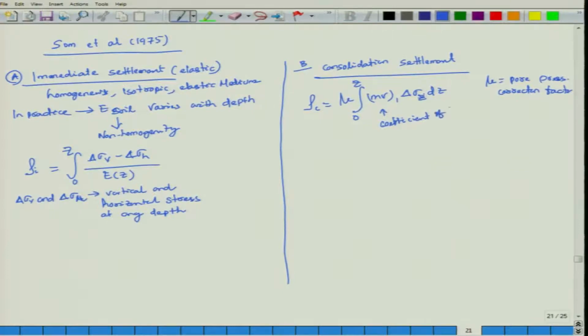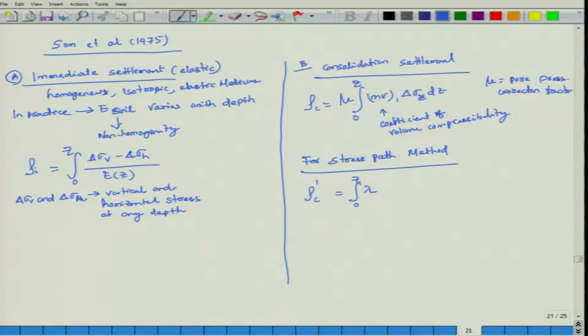Coefficient of volume compressibility. So, for stress path method, consolidation prime, it is a stress path which is equal to integral 0 to z of lambda mv3 delta sigma v dz, sorry, mv3, it is not mvz, it is your mv3. mv3 is your volume compressibility for 3-dimensional stress. mv1 is your volume compressibility for 1-dimensional, that means vertical 1-dimensional strain.